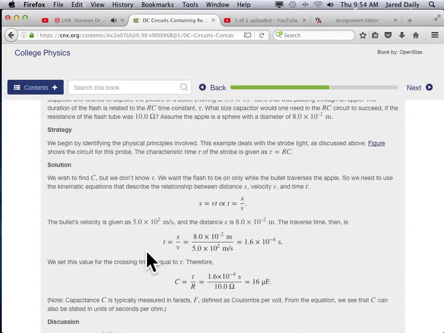So the first thing they do is calculate how small the time has to be, and then that has to be equal to their time constant. And then their capacitance is going to come from solving the time constant for the capacitance and plugging in the resistance. Get a 16 microfarad capacitor to do that.